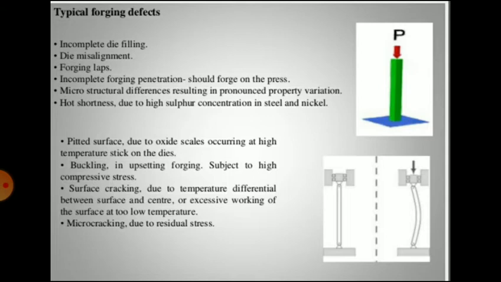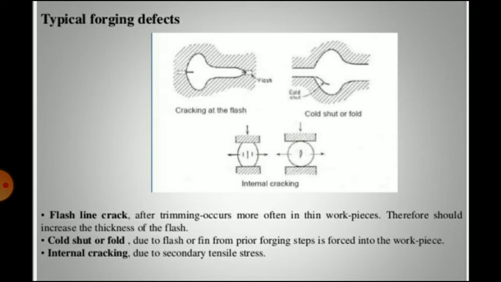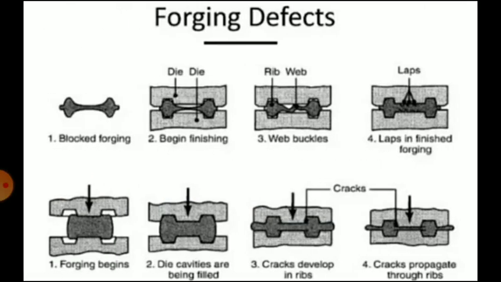incomplete die filling, die misalignment, forging lapse, incomplete forging penetration, microstructural differences resulting in pronounced property variation, hot hardness, then pitted surface, buckling, surface cracking, micro cracking, etc. So these are the typical forging defects, shown in a diagram.